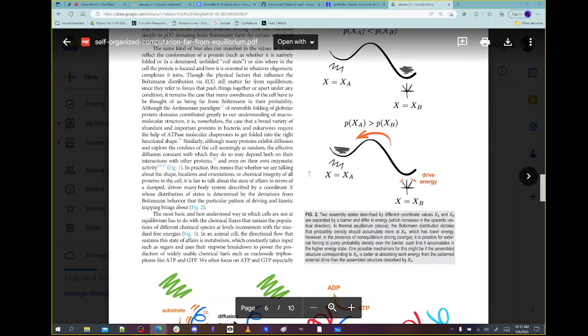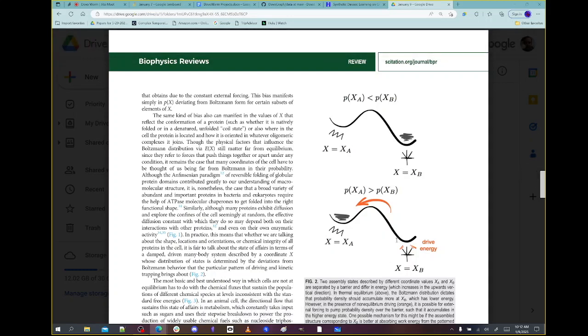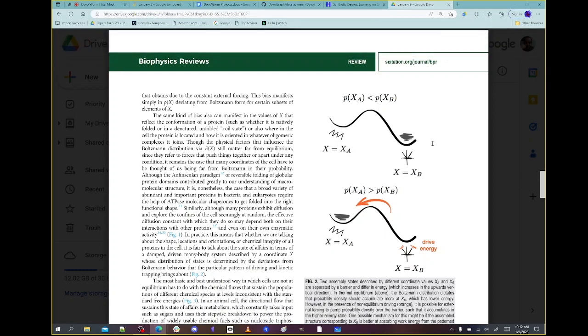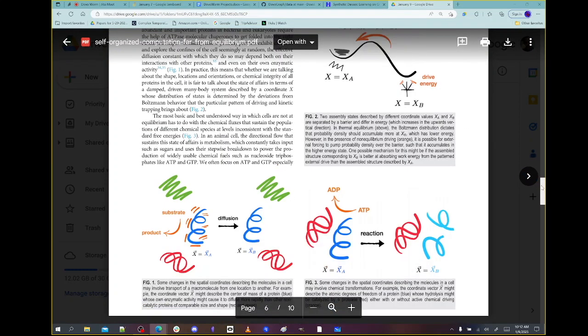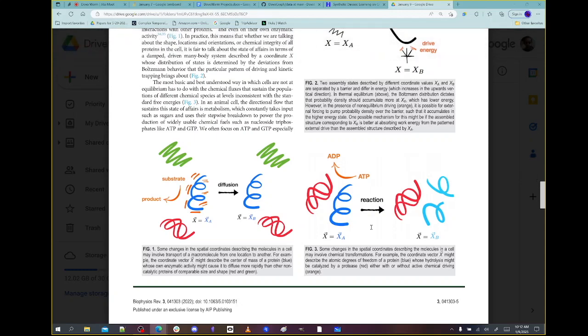So this is an example of 2 assembly states, which is sort of what he's talking about. You have something in this state, say, for example, the external drive energy pushes it up into this state, and you have these multi-states where something can transition from one state to another. This is a very simple complex systems diagram sort of explanation.